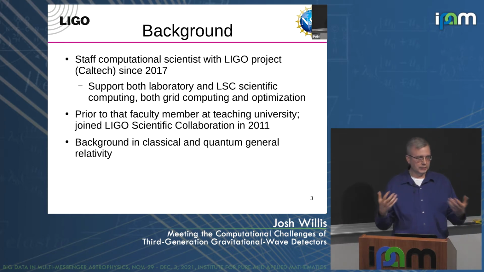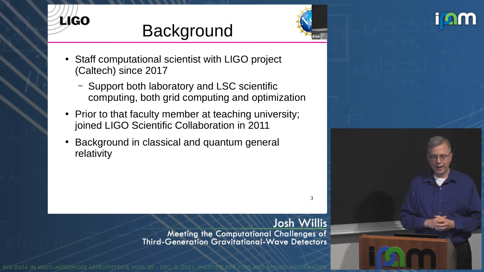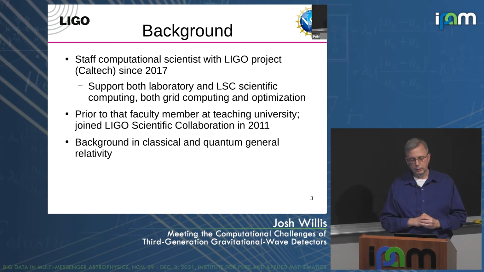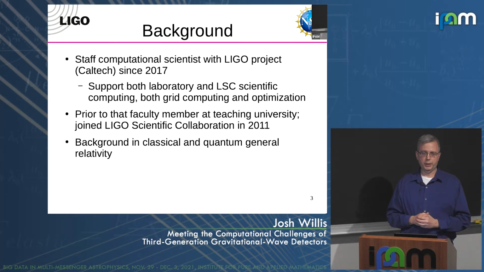So it's a little unusual, but also a little bit about me and who I am and why I'm here speaking to you right now. I'm currently a staff computational scientist with the LIGO project, Caltech. I don't actually live in California, but Texas. And I support both laboratory computing and in particular LSC scientific computing.